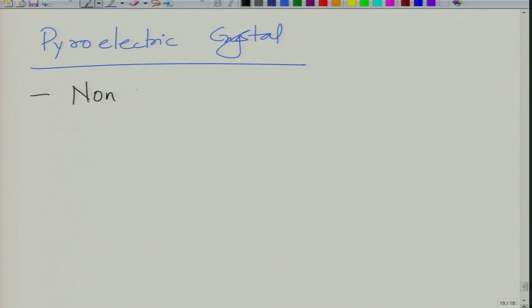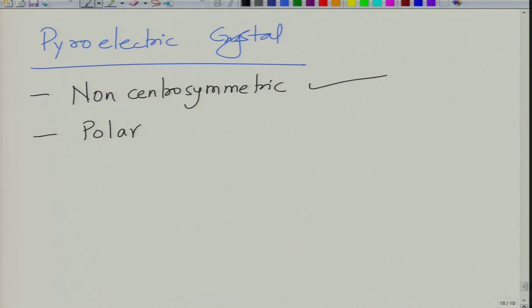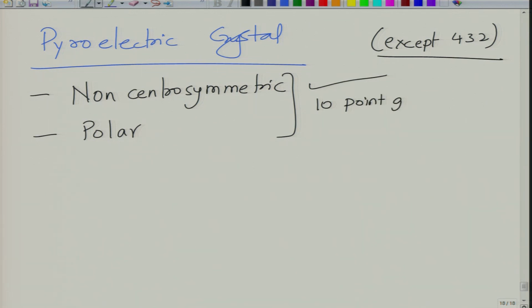A pyroelectric crystal must be non-centrosymmetric, then it must also be polar. So, except 432. Okay, except 432. 432 is non-polar anyway. So, there are 10 point groups basically. We can actually remove this 432 because it is anyway not piezoelectric, so it can't be pyroelectric as well. So, the first requirement is it must be non-centrosymmetric, and the second requirement is it must be polar.